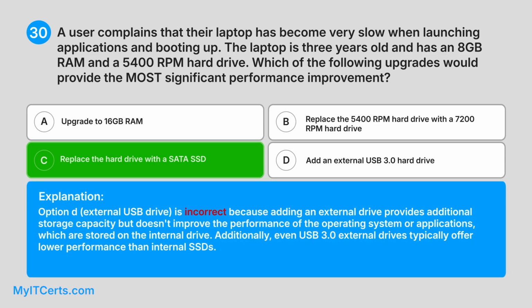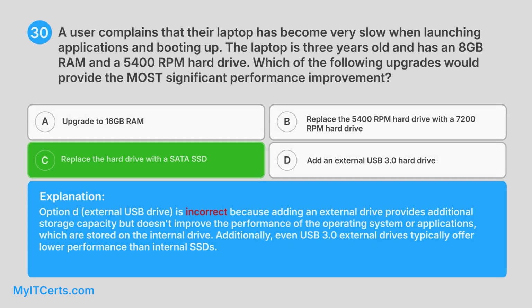Option D, add an external USB 3.0 hard drive, is incorrect because adding an external drive provides additional storage capacity but doesn't improve the performance of the operating system or applications, which are stored on the internal drive. Additionally, even USB 3.0 external drives typically offer lower performance than internal SSDs.